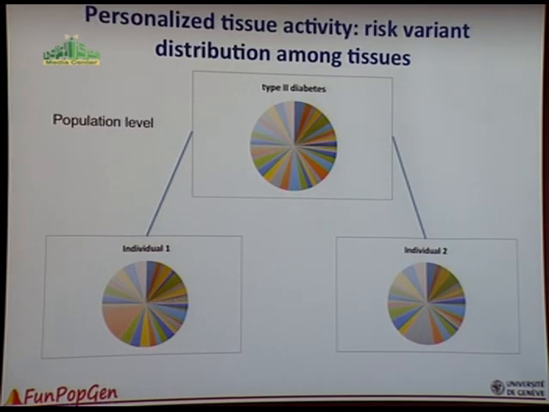And you can go one step further by saying that I can get the average contribution of tissues if I look at all variants discovered in the population, but not all of us carry the same risk variants for diabetes.